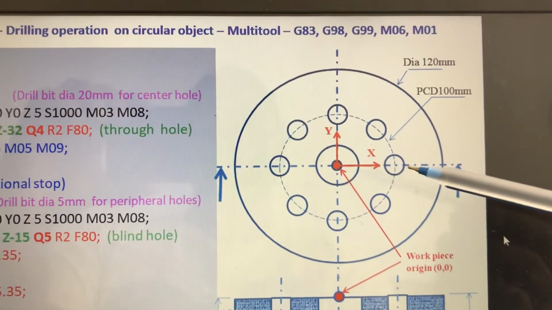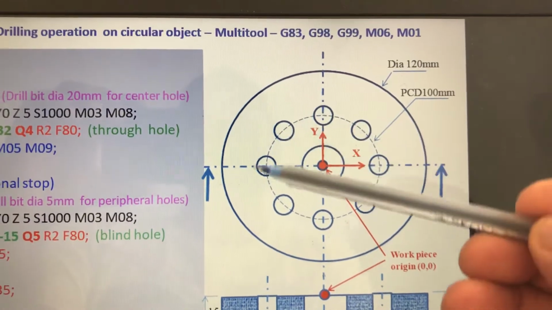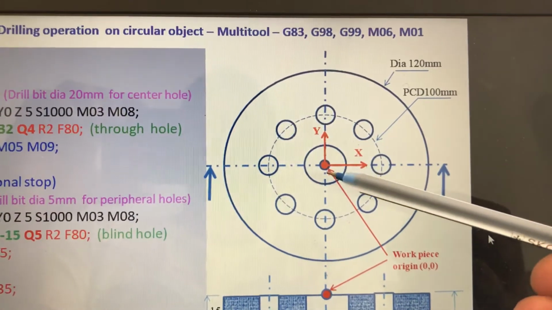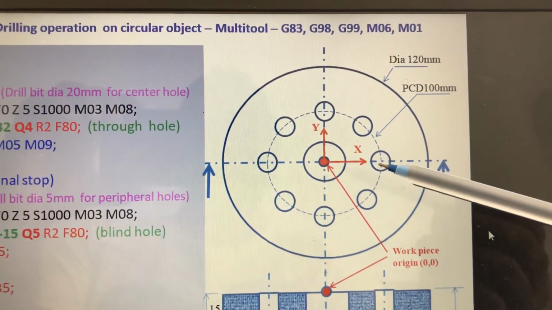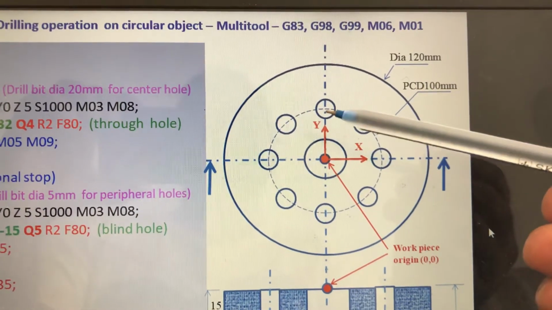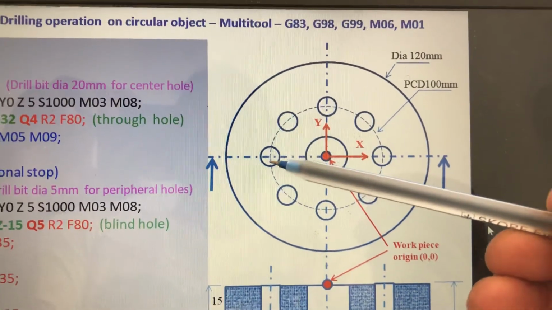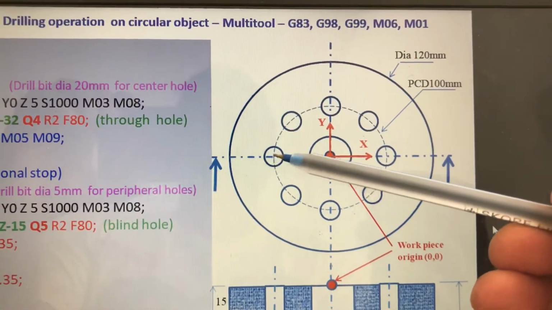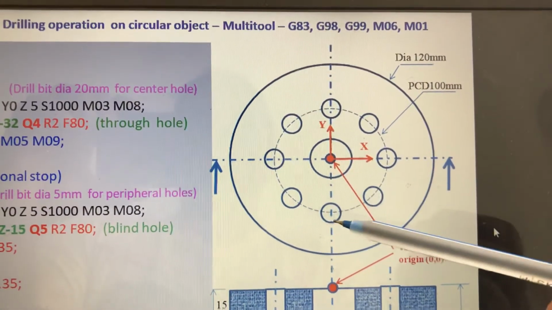At the first point we can say x is 50, because the pitch circle diameter is 100, so from 0 to this point it is 50. So x is 50, y is 0, and here x is 0, y is 50. Coming to this hole, x is minus 50, y is 0. And coming to this point, x is 0, y is minus 50.